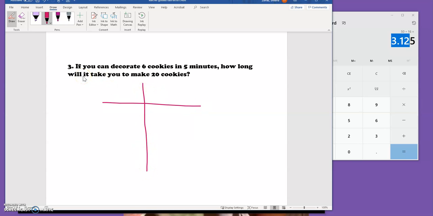I only need 1 table because I'm only concerned about my cookie decorating. So again, having a label will be helpful. The information in the table that we have is cookies and minutes. The first thing I'm going to input in my table is when I have both of those numbers together. So I have 6 cookies in 5 minutes, so they will go next to each other like this. And then I'm going to input into my table, what is this question asking me to solve for? I want to know how long, so I don't know the number of minutes, it will take me to make 20 cookies.